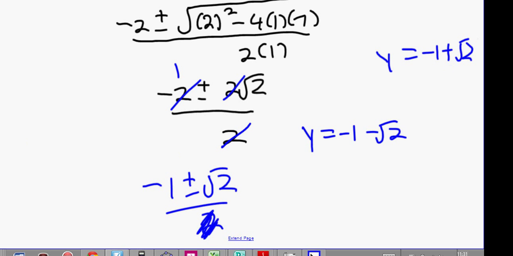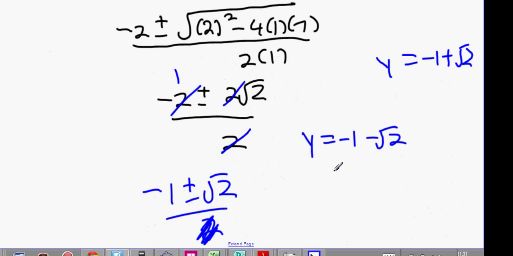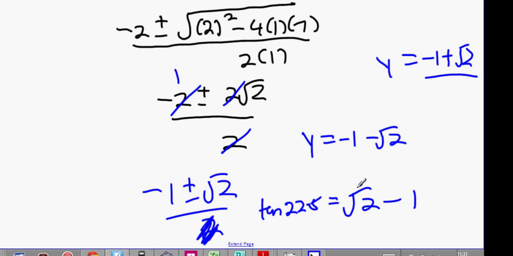Is that the same thing? Root 2 minus 1. Do we have a root 2 minus 1 there? Yeah, the second one. So that's root 2 minus 1, and that means tan 22.5 equals root 2 minus 1 as asked. Yes, Connor?